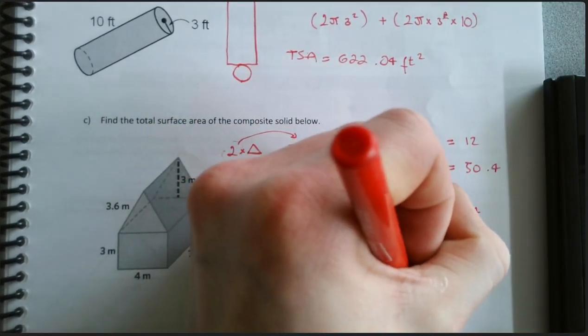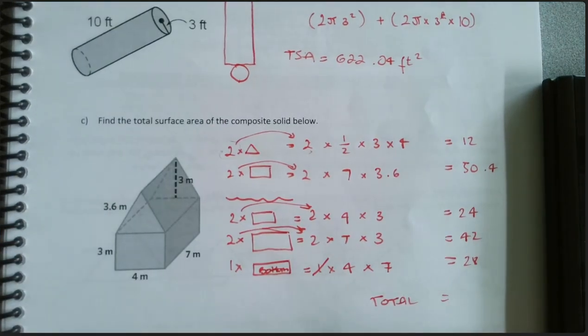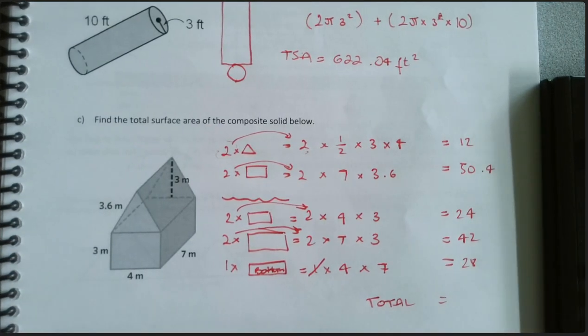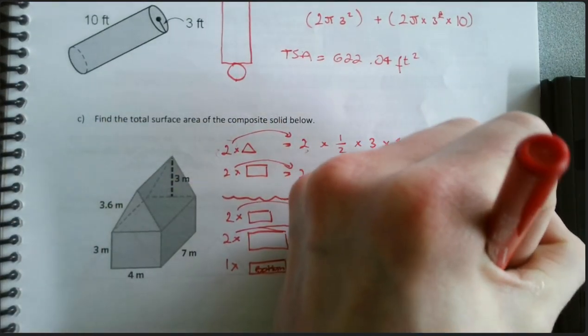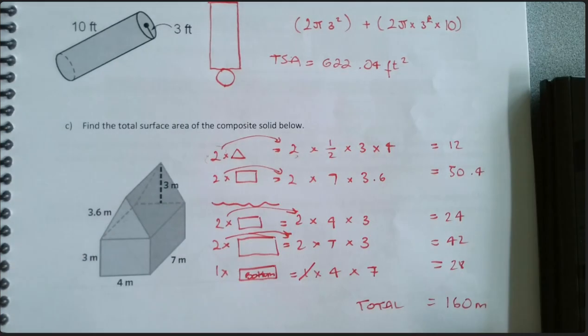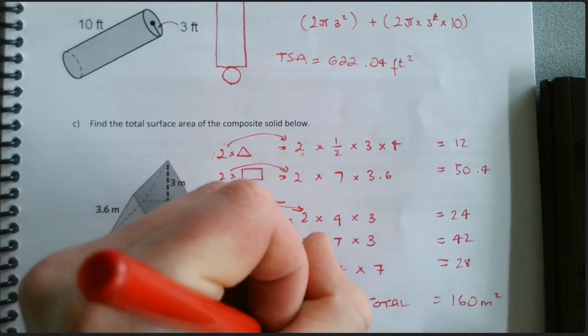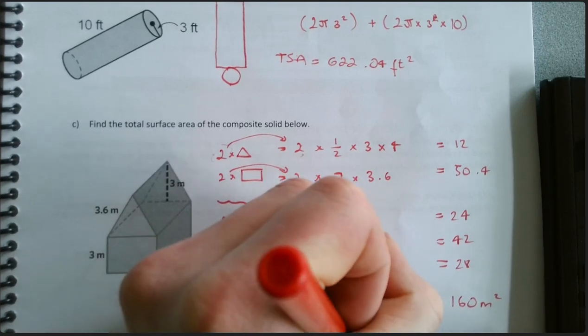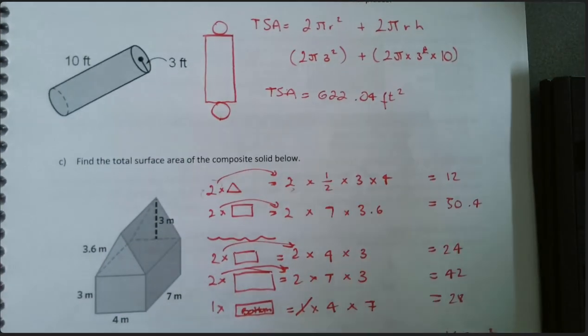Total. Right, so we do 28 plus 42 plus 24 plus 50.4 plus 12. Right, it could take a bit of time to do ones like this. 160 meters squared is the TSA. So it's just being able to break down and eliminate different surfaces there. That is all for that.